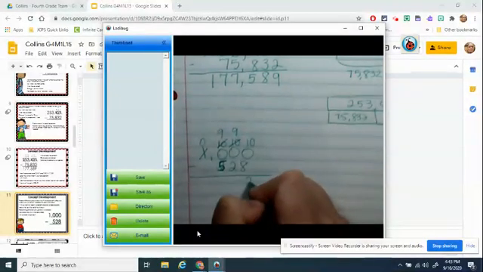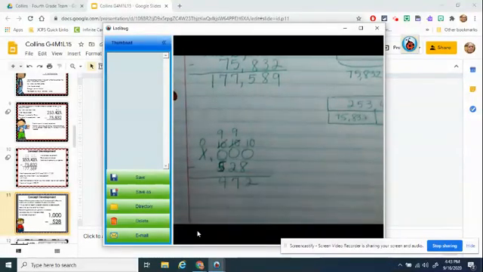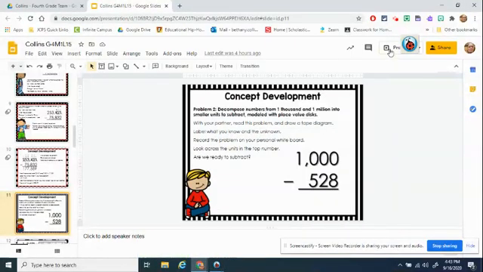10 minus 8 is 2. 9 minus 2 is 7. 9 minus 5 is 4. And there's nothing left in my 1,000s place. So my answer is 472. All right, let's go back to our slides.